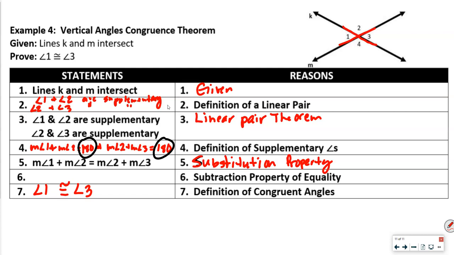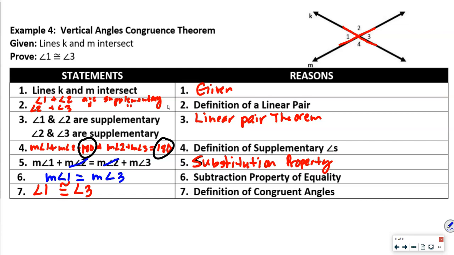So then, I need you guys to notice what is different between 5 and 7. And it says on the right that it's the subtraction property, okay? So what do you think was subtracted to get to where angle 1 is congruent to angle 3? So y'all notice 2 and 2 need to go, right? So if I subtracted the measure of angle 2 from both sides, I get the measure of angle 1 is equal to the measure of angle 3. Y'all see that?